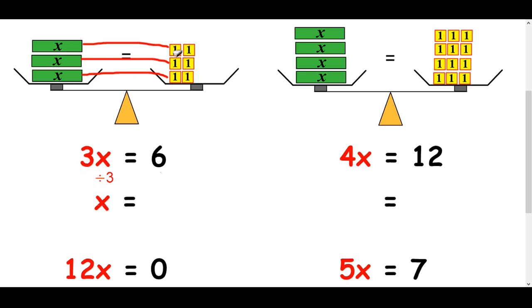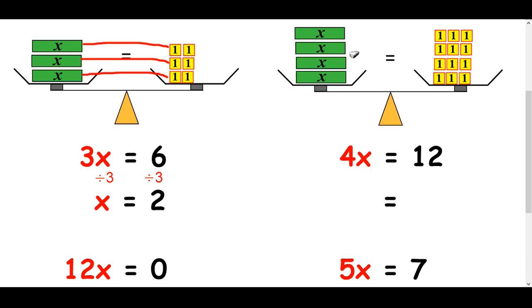I've got to do the same to the other side. I've got to divide it into 3. And the answer you'd get is 2. So 2 yellow bits belong to that x, 2 yellow bits belong to that x, and 2 yellow bits belong to that x. The answer is 2. Another way to think about it is 3 times 2, 6. 3 lots of 2, 6, yes.